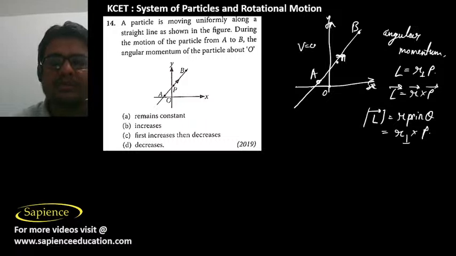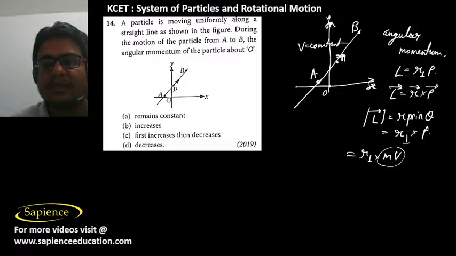It is told that the particle is moving uniformly. It means that V is constant, and the mass will also remain constant. So that is R perpendicular into MV. Now MV is constant. Now R perpendicular, we have to find the angular momentum about the point O. So this perpendicular distance is also remaining constant. R is changing, but R sine theta is not changing. R perpendicular is not changing.